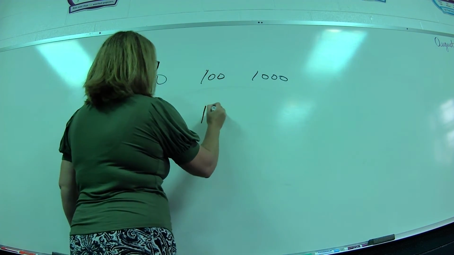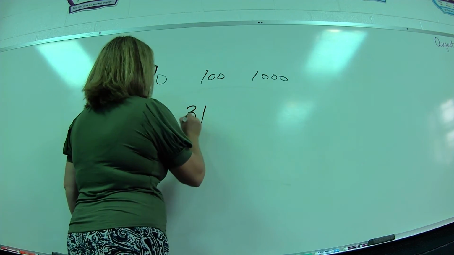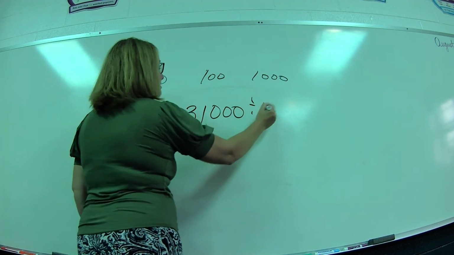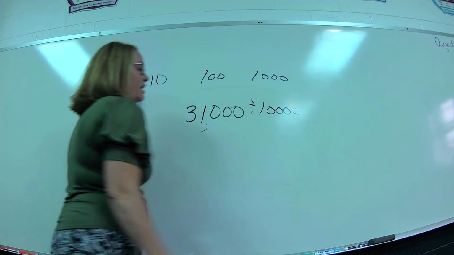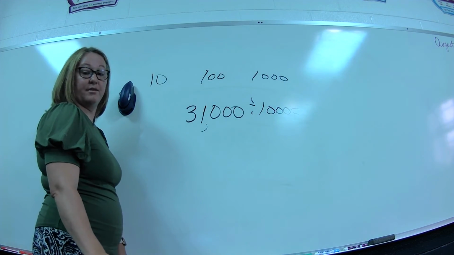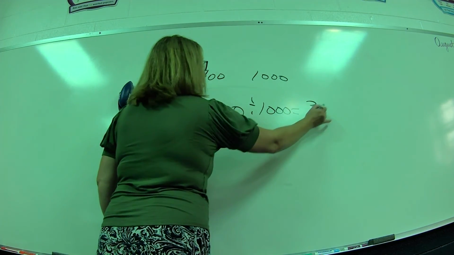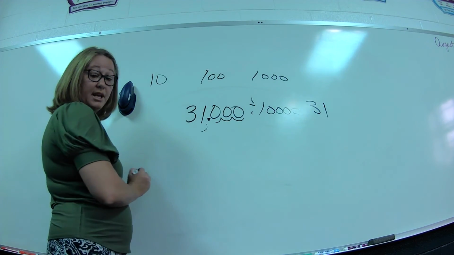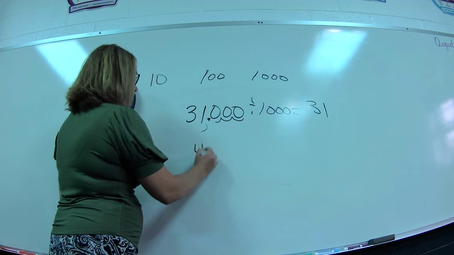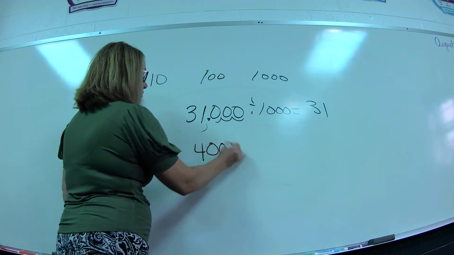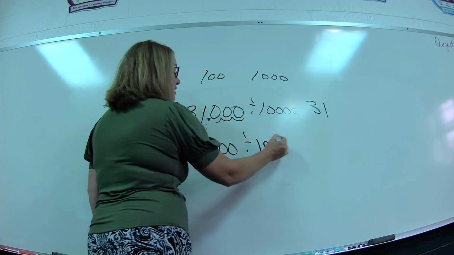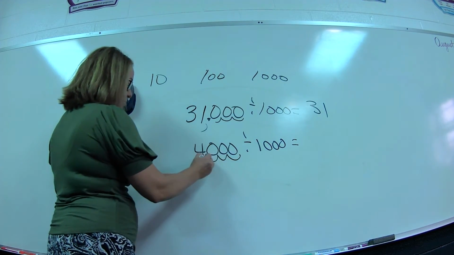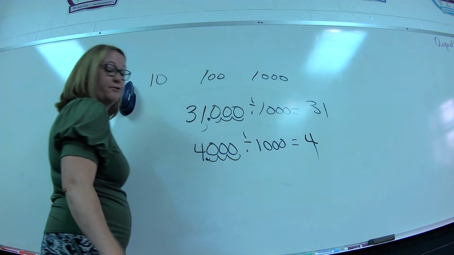So if I have 31,000 and I divide by 1,000, what are you going to have? 31. 1, 2, 3. Divide, smaller, to the left. All right. What if you have 4,000 divided by 1,000? Right. 1, 2, 3 gives you an answer of 4.